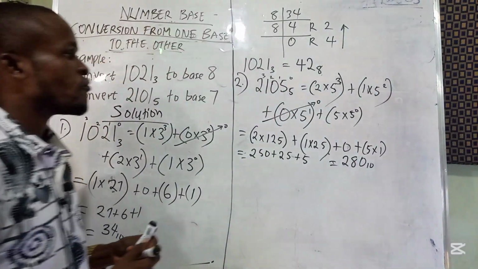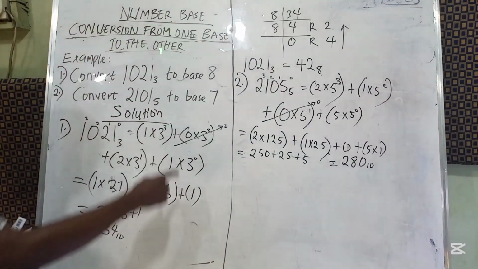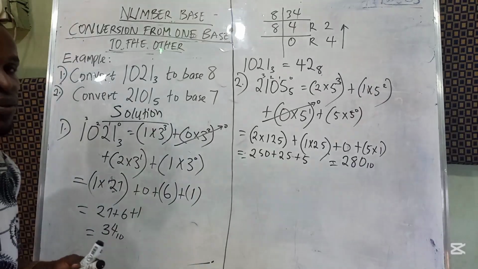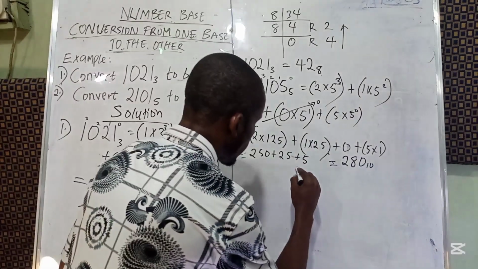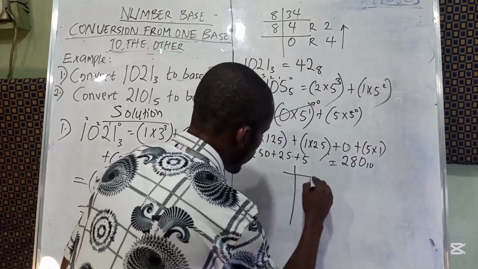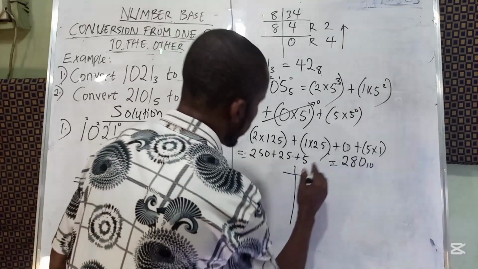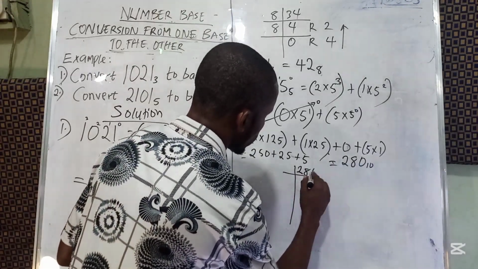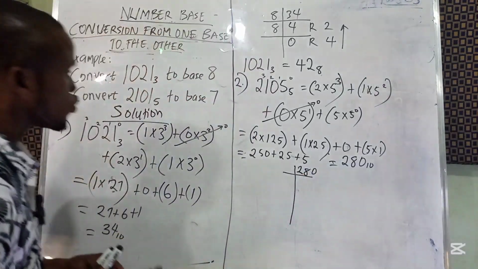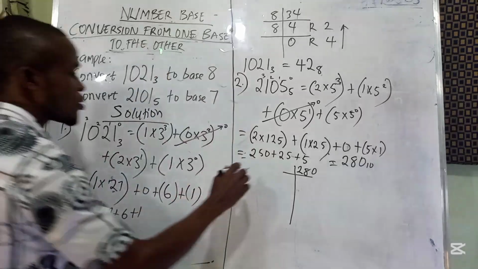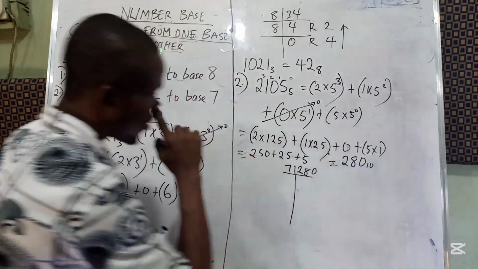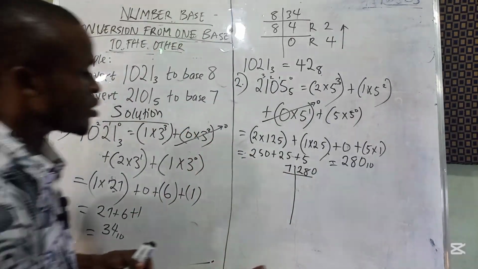So we have to convert it from base 10 to the required base, which is base 7, using the tabular form, right? So the tabular form is done this way, right? The number here is 280. So we have 280. And the required base to change it to is what? Base 7. So we have base 7 written here. All right, so let's divide 280 by 7.